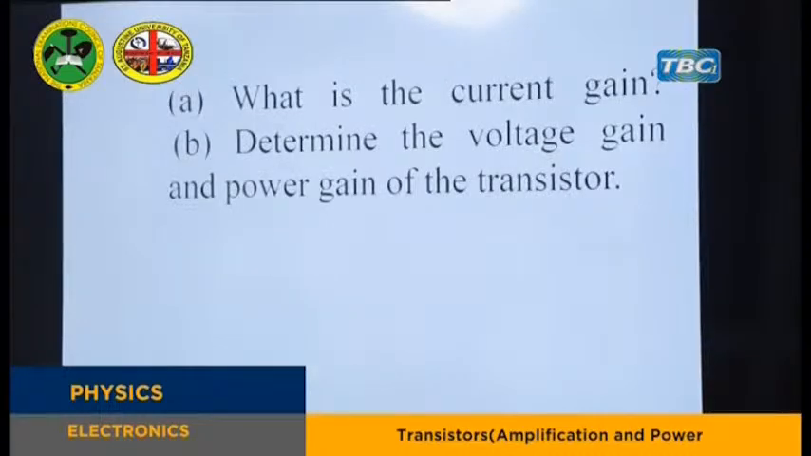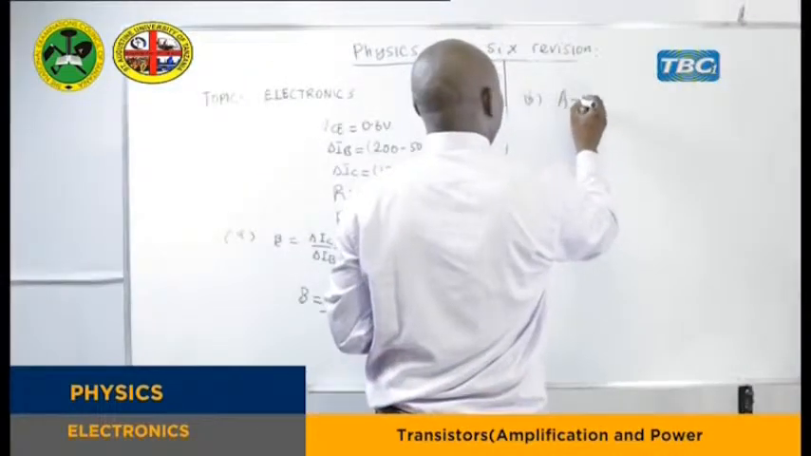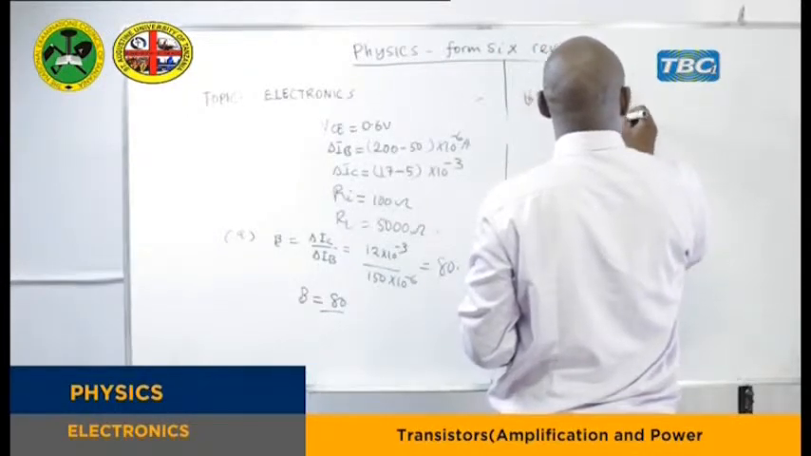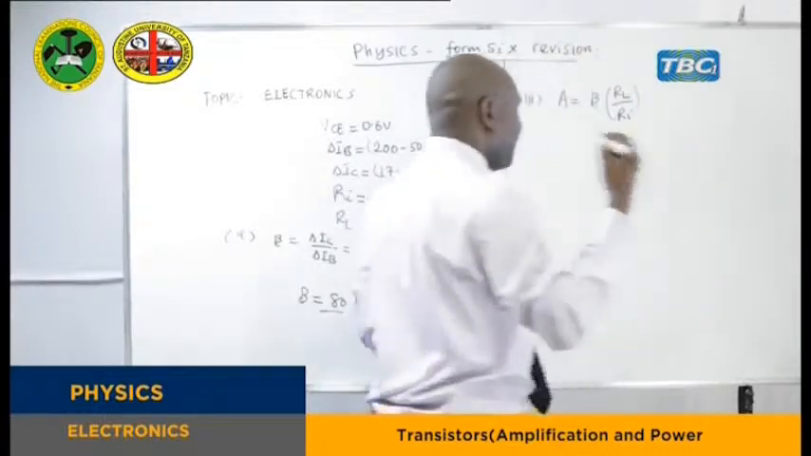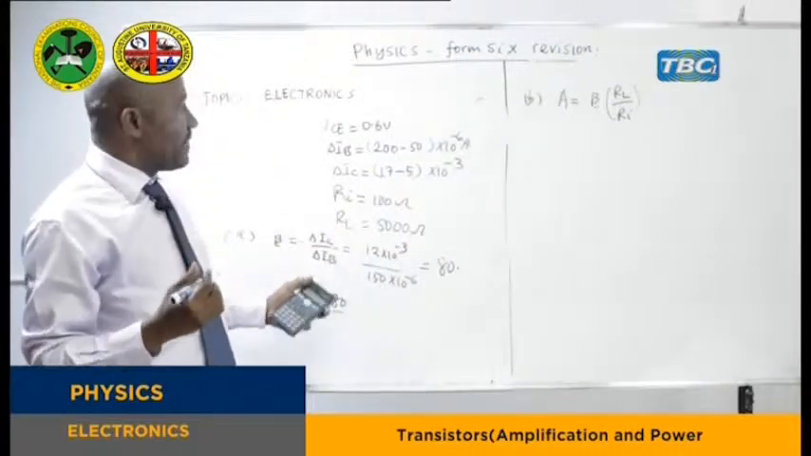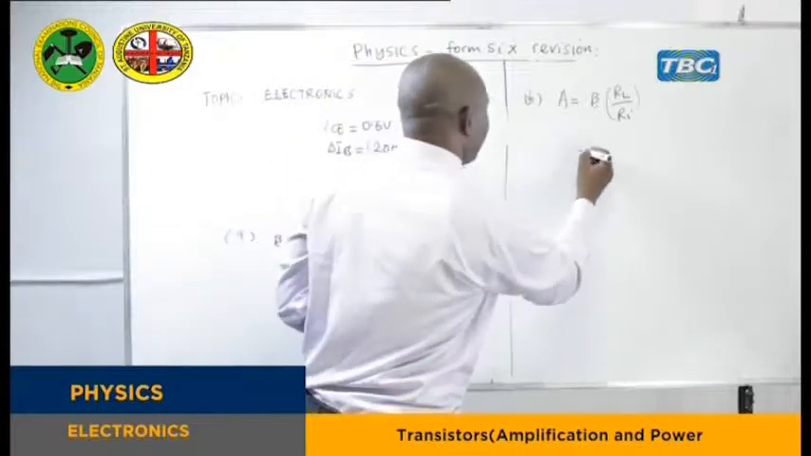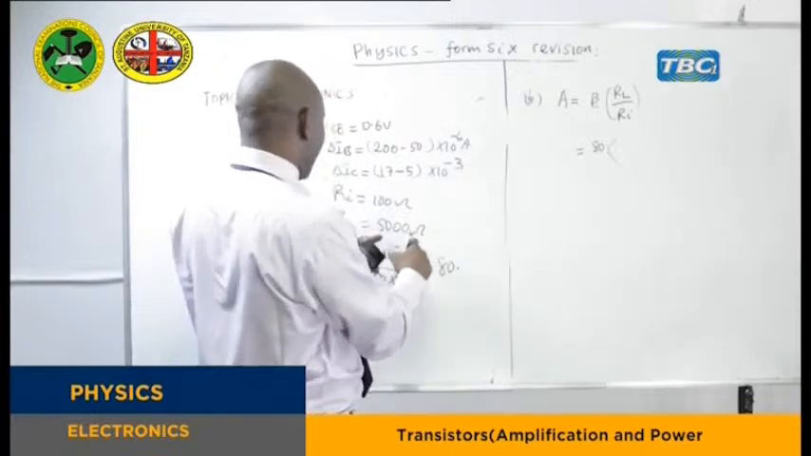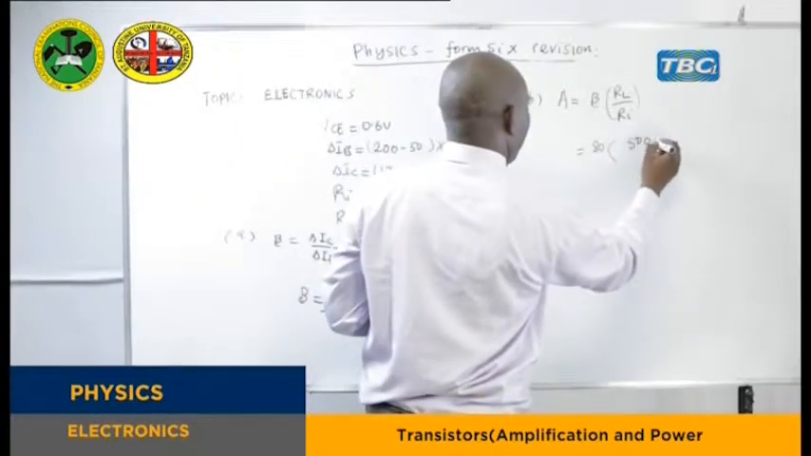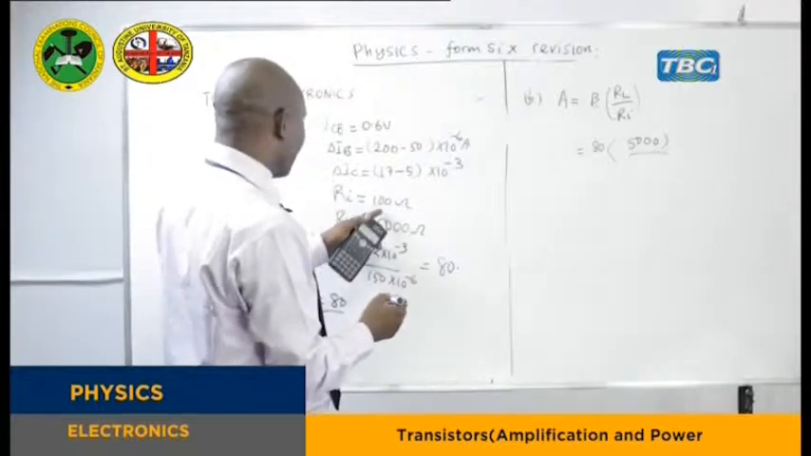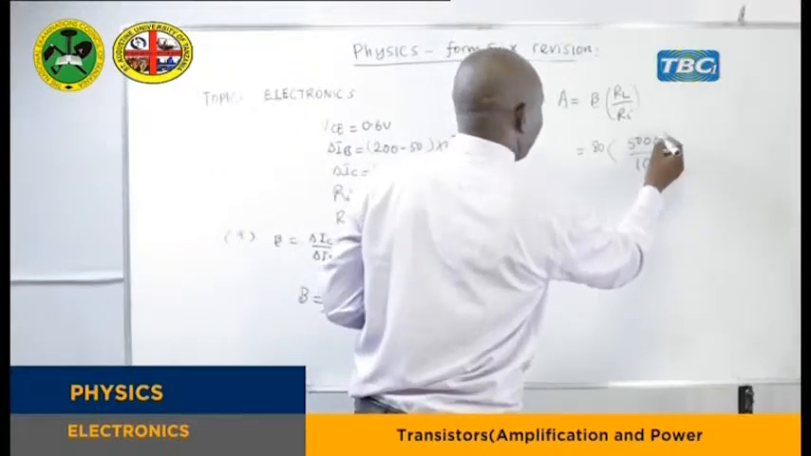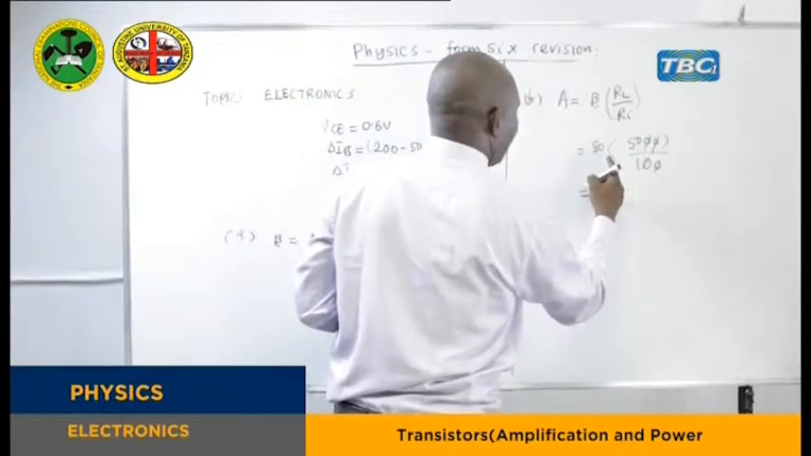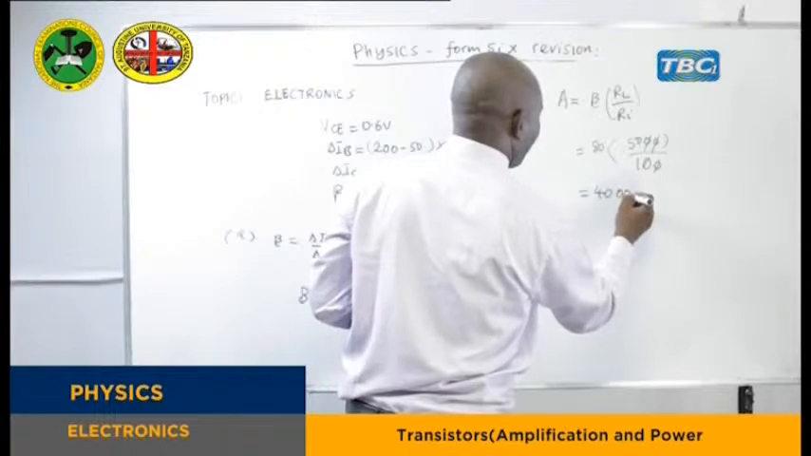What is the voltage gain? Remember the formula says the voltage gain is the current gain times the ratio of the output resistance over the input resistance. You should remember these formulas. So the current gain is given as 80 here, and the input resistance was given as 5,000, and the output resistance is 100. So these two zeros we cancel, and we get 40, and we have 3 zeros.